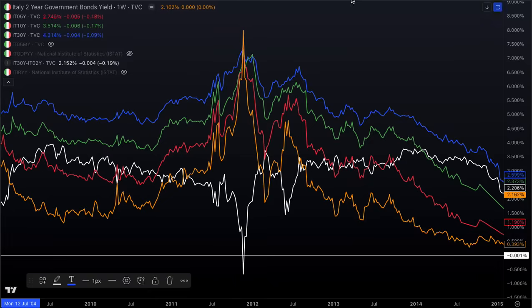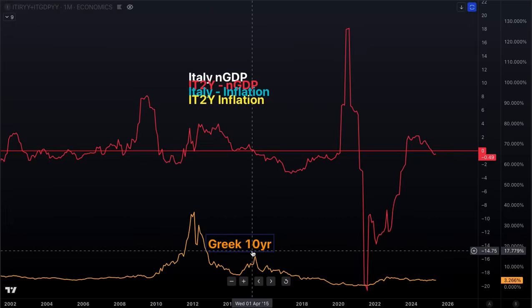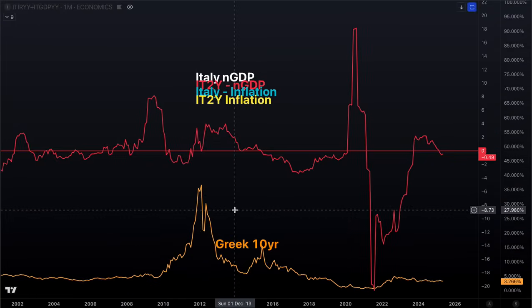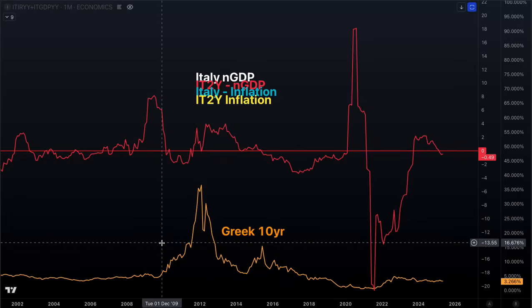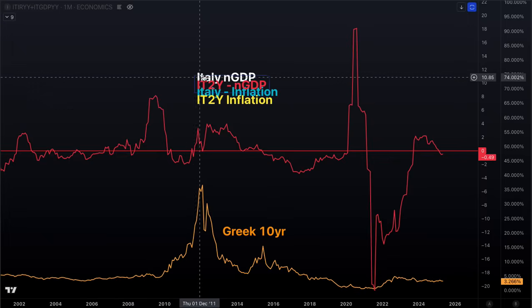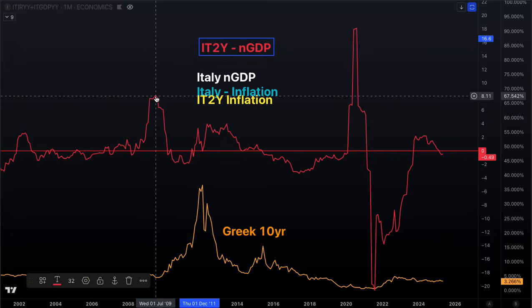And so what really kind of kicked it off was in Greece. And so here we see the Greek 10-year in this lower part of the chart. This is the Greek 10-year yield, and it really started in Greece. And we can see that this bottom here in 2009, this was kind of the height of the recession, the global recession. You can see here the spread between the 2-year and nominal GDP, right? Nominal GDP, real growth was falling all over the world, and the cost of the debt spiked, right?